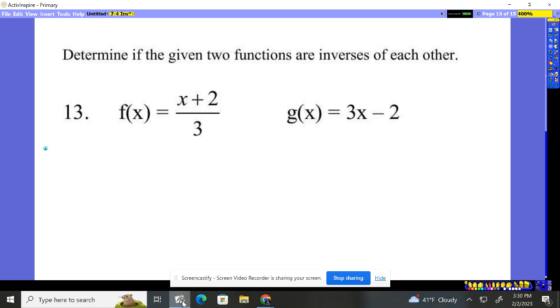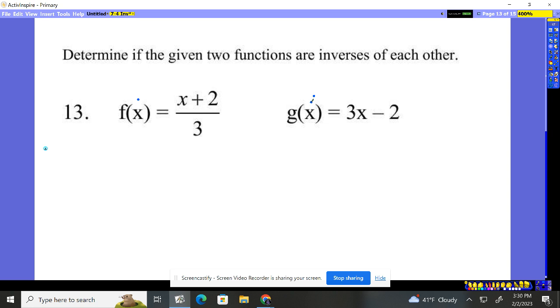Number 13, it says determine if the two given functions are inverses of each other. Well, you could come in here and just take the inverse of f of x and say, does it give you g of x? And take the inverse of g of x, does it give you f of x? That'd be one way, which obviously if it goes one way, it will go the other.